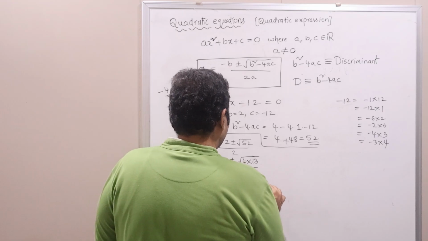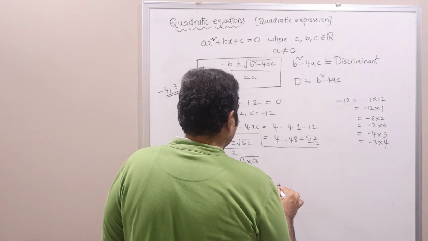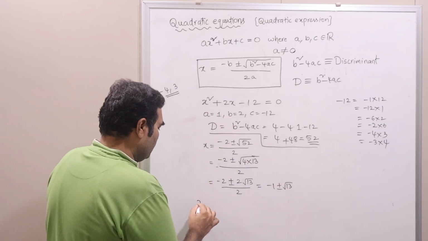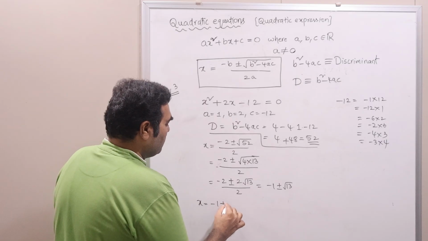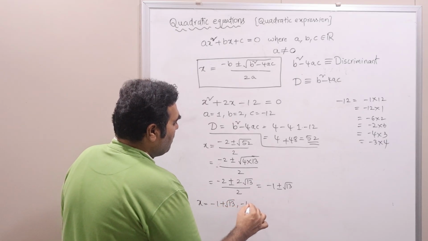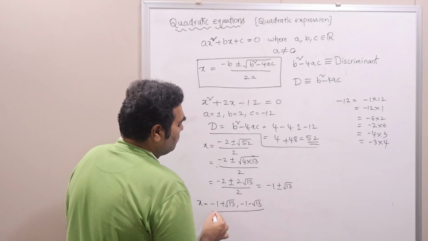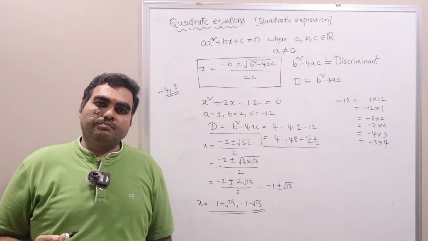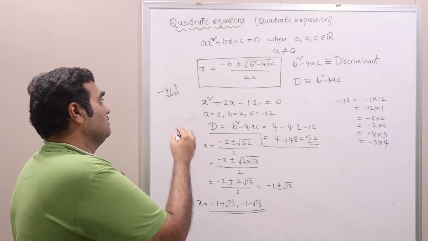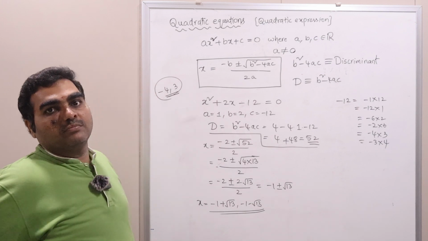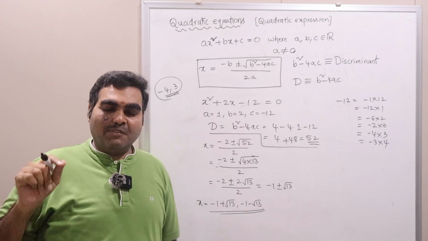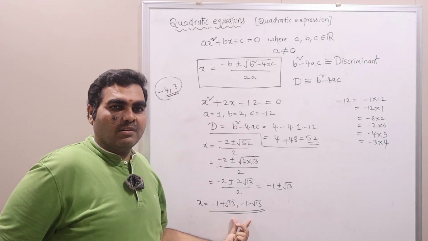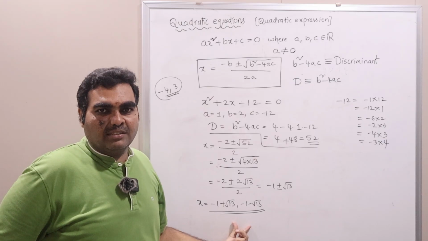Now this can be written as minus 1 plus or minus square root of 13. So the roots are x is equal to minus 1 plus square root of 13, comma, minus 1 minus square root of 13. What did you notice by looking at this pair of roots when you compare with the simple roots? The difference is very obvious. These are rational. These are not rational. Irrational, right?